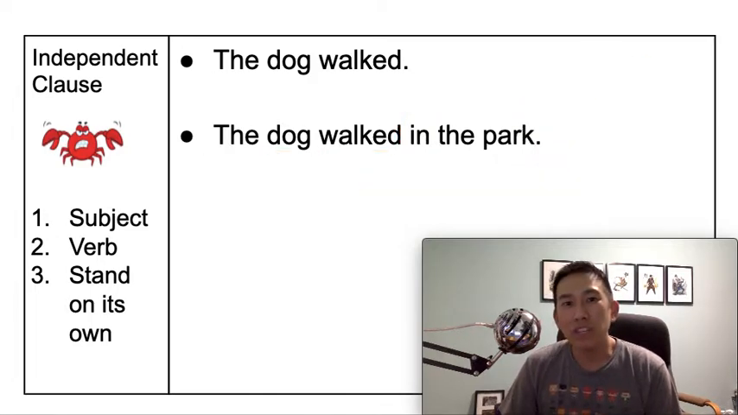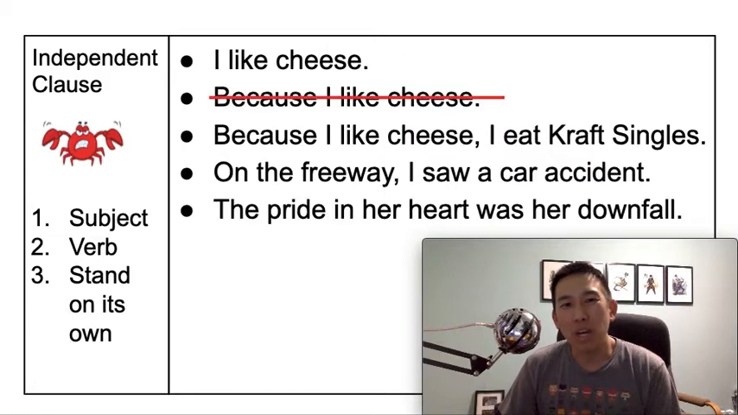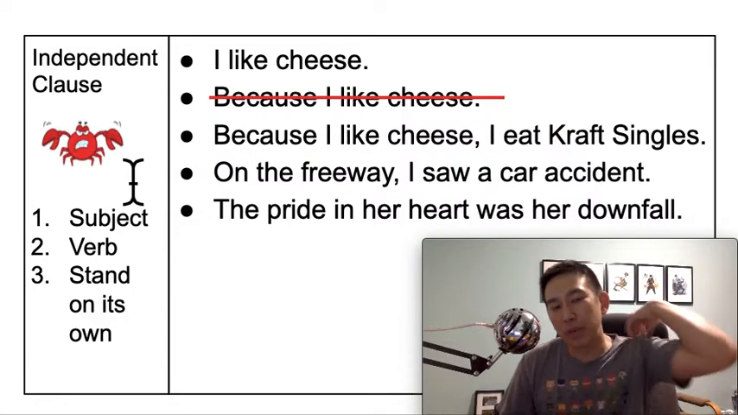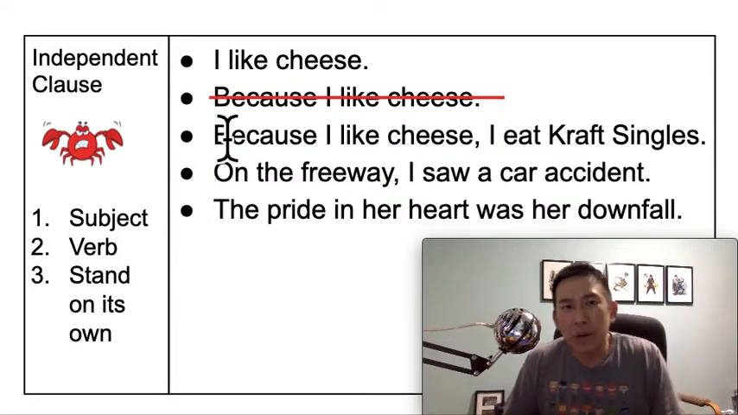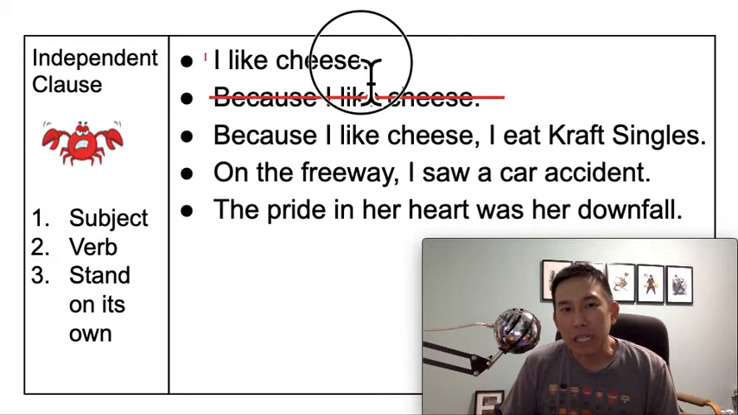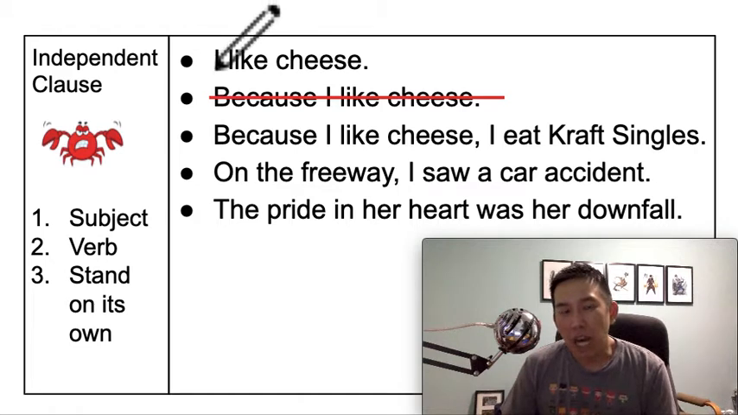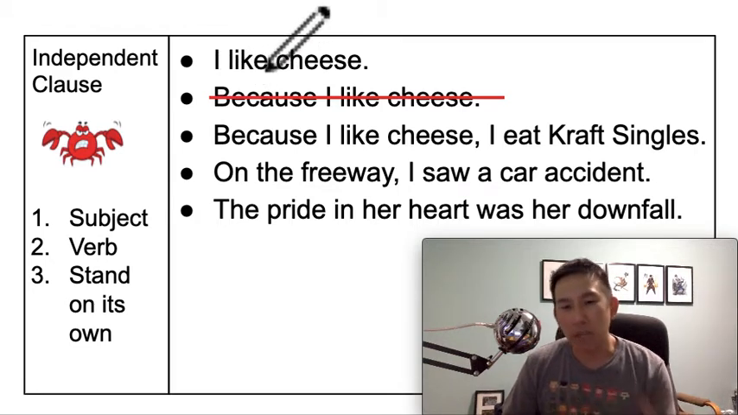So let's take another look at some more complicated understanding. Some of us get confused a little bit by what does the third one mean? What does stand on its own really mean? So if you have an independent clause like I like cheese, that has a subject, it has a verb, like, and it can stand on its own. You can say it and it makes sense.